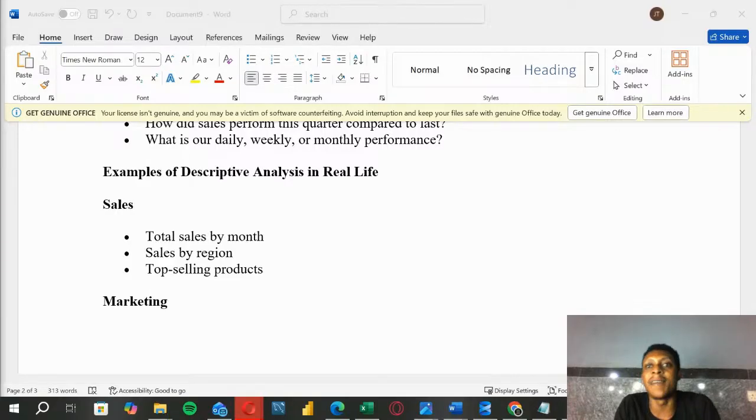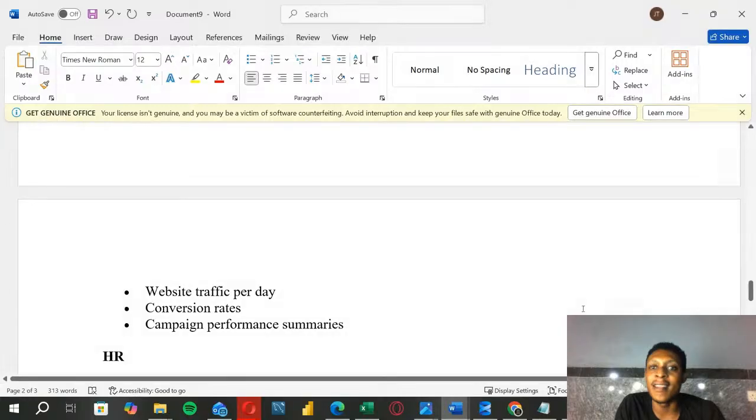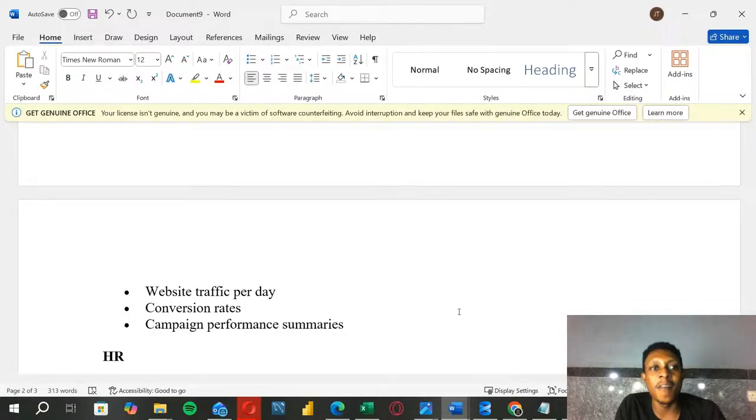So the real life examples for descriptive analysis. First, there is sales: total sales, sales by region, then top selling products. The next is marketing. Under marketing, we have website traffic per day, conversion rates, and campaign performance summaries. So you have to know this if it's into marketing.